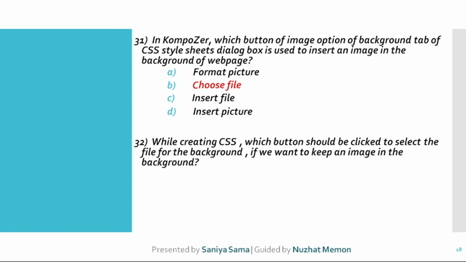32. While creating CSS, which button should be clicked to select the file for the background if we want to keep an image in the background? Option A, opacity. Option B, position. Option C, time. Option D, choose file. The answer is choose file.